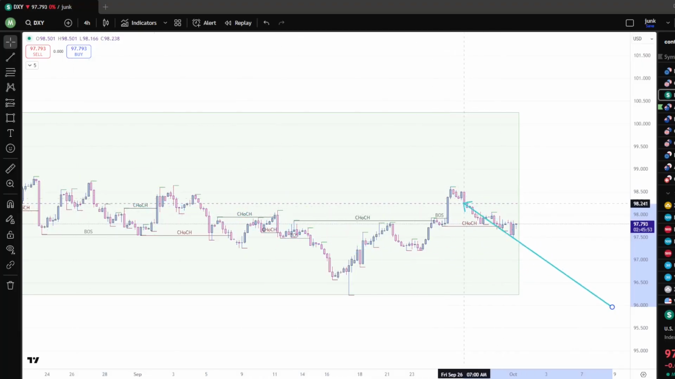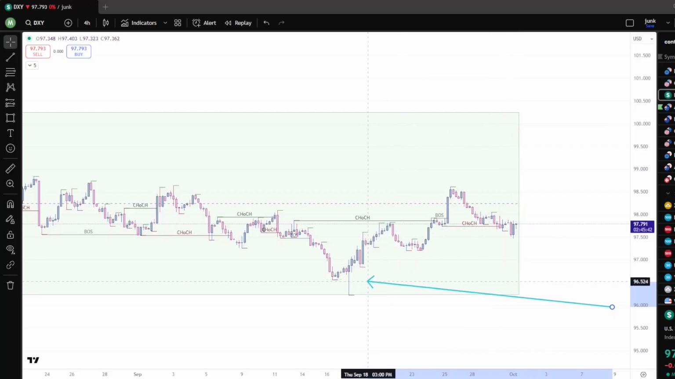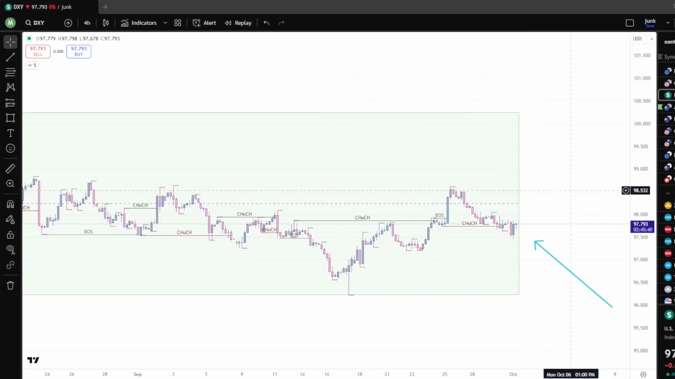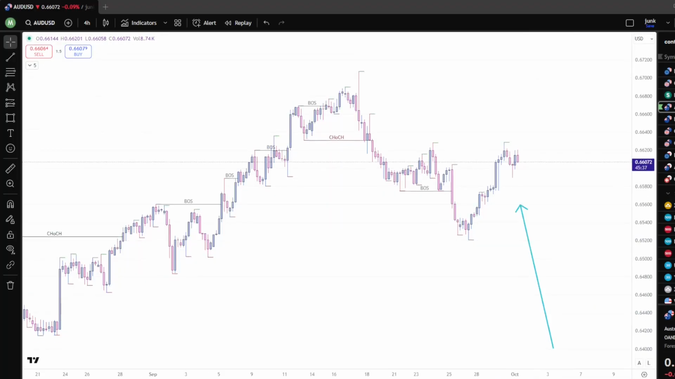But now we're waiting to see if this is just corrective back down, and see if this area of demand can continue pushing prices higher, or if we can continue pushing down and target the liquidity sitting under these lows. AUD USD, let's go map out the current range.